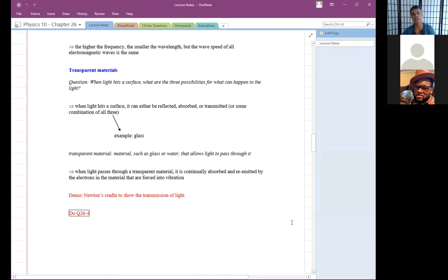I guess I jumped ahead a little, I got a little bit ahead of myself. Let me go back and talk really about transparent materials and opaque. I think I've mentioned this a couple times: if a wave hits a surface, there are three possibilities for what could happen. It could be reflected, it could be absorbed, or it could be transmitted, or generally some combination of all three. So for example, glass. I have light that hits glass, and that light can get reflected. How do I know that?